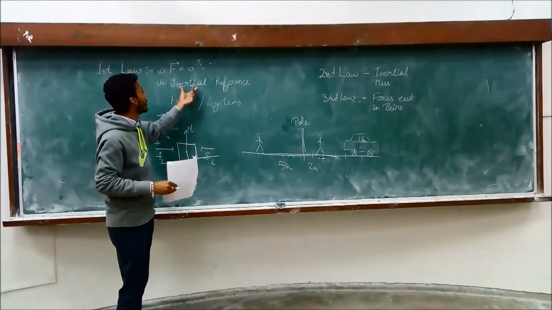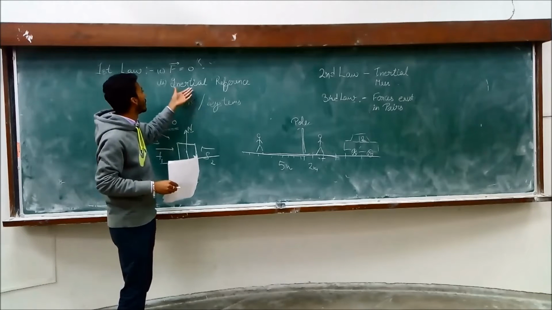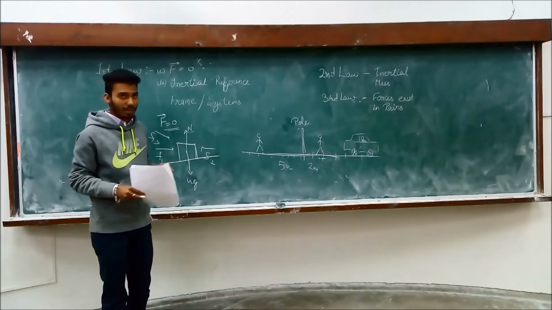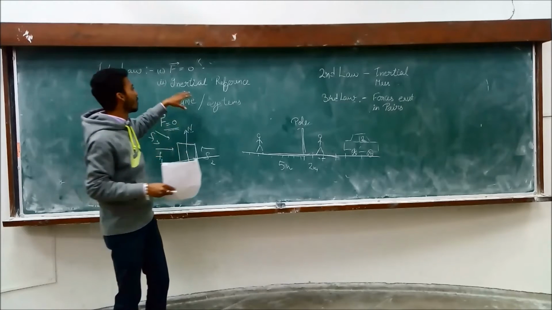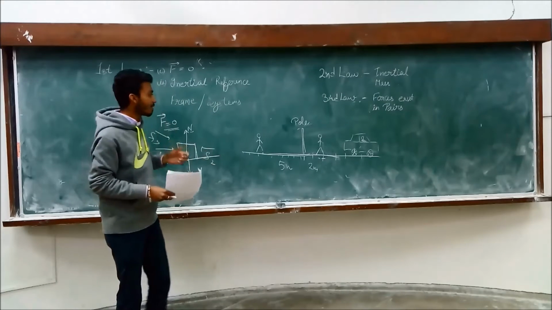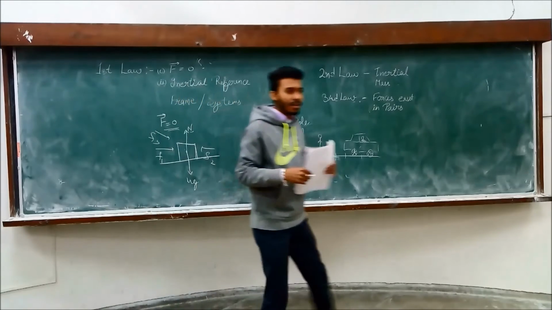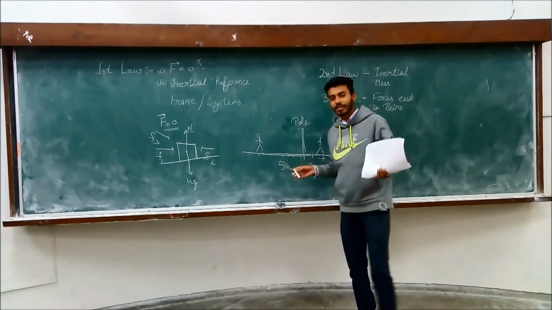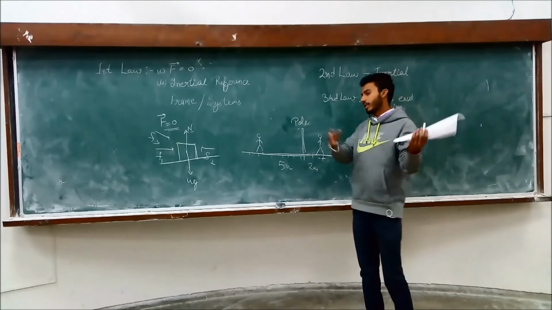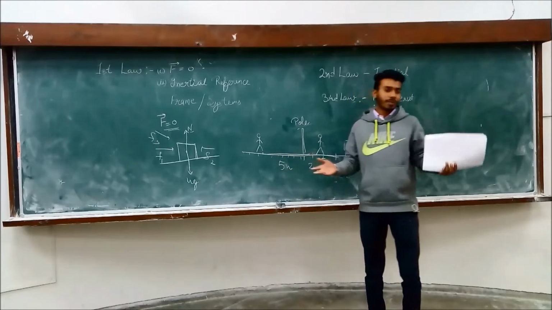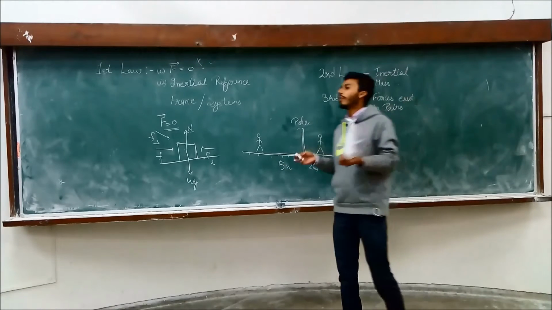Then we will talk about inertial reference frames. Firstly, we should know what a reference frame is. A reference frame is simply a set of coordinates assigned to a specific body or system, so we can know about its dynamics.